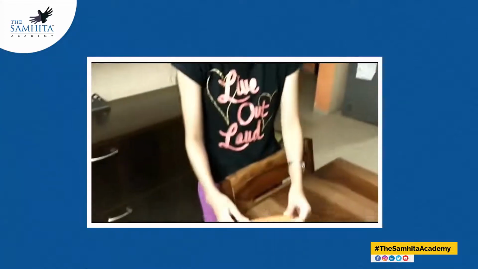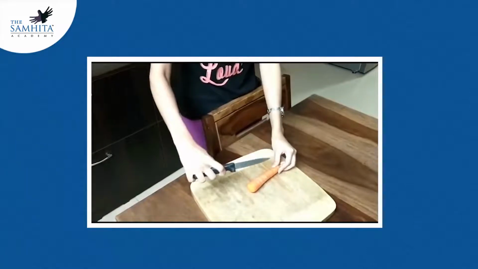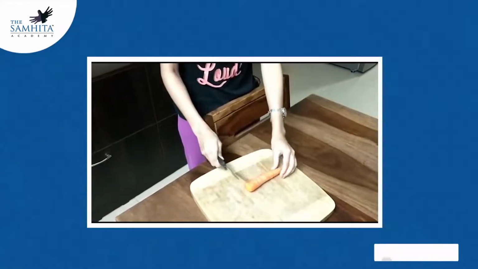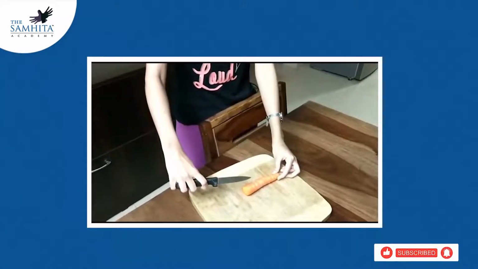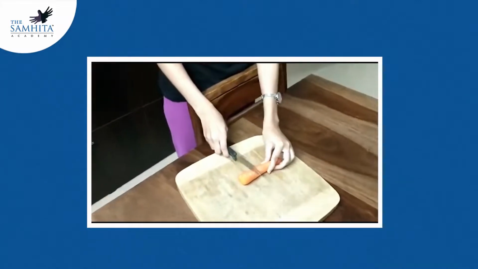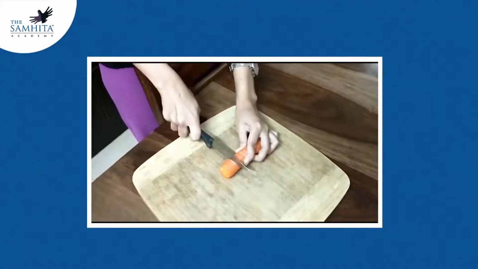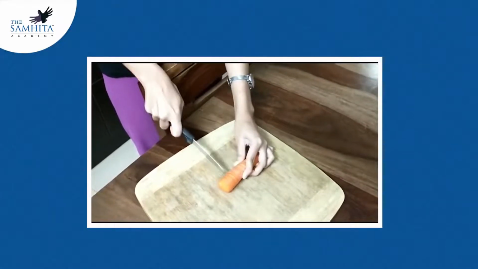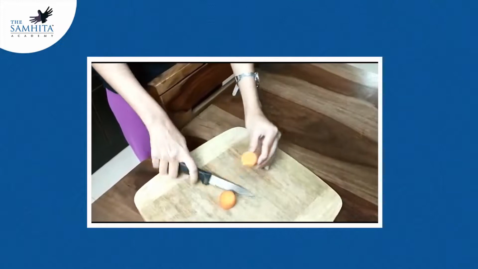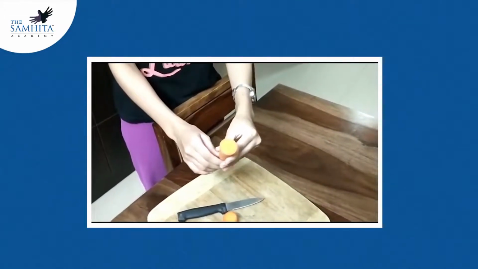Now let's see how to make a circle. This carrot is roughly in the shape of a cone, and the knife represents a plane. When the knife makes a cut perpendicular to the central axis of the carrot, the cross section formed is in the shape of a circle. Here we can see the shape of a circle. Now we move on to the next conic section.